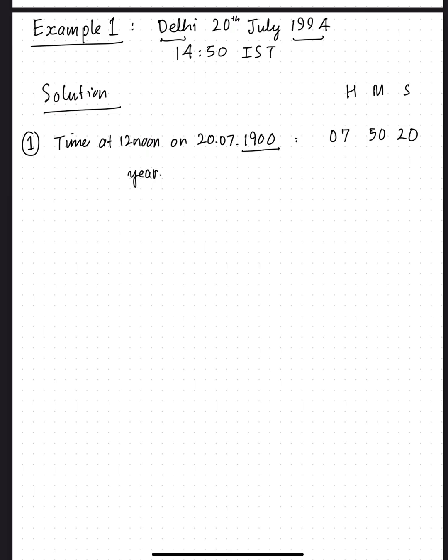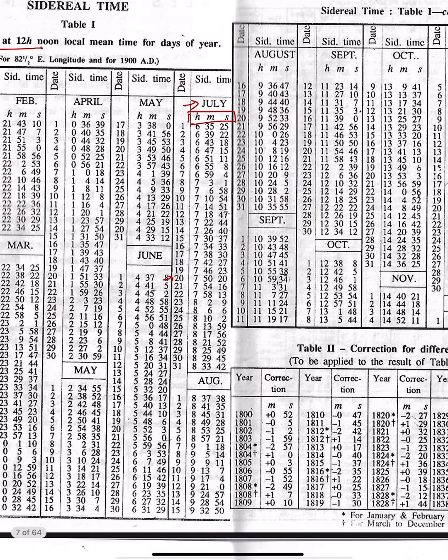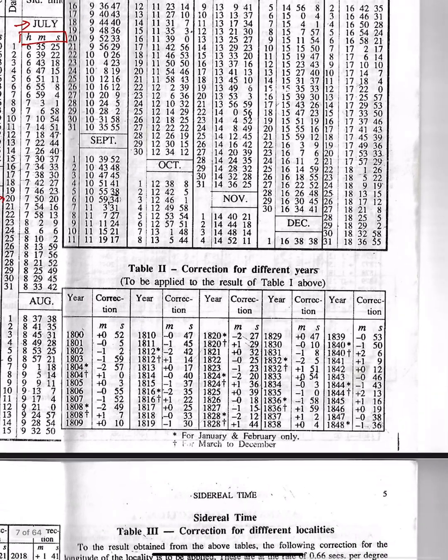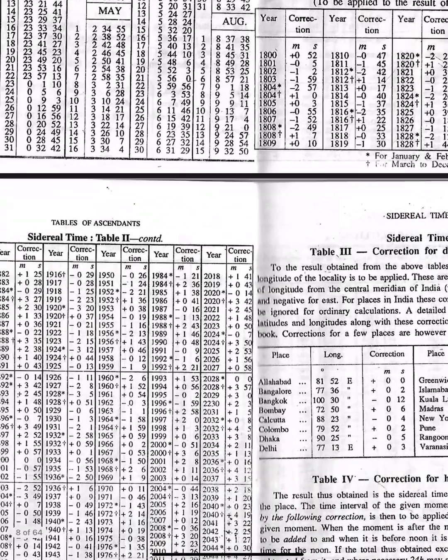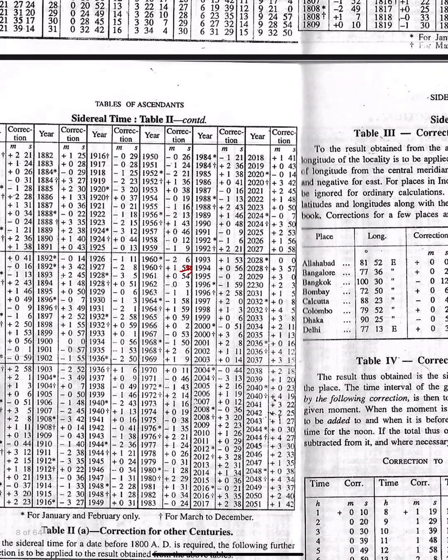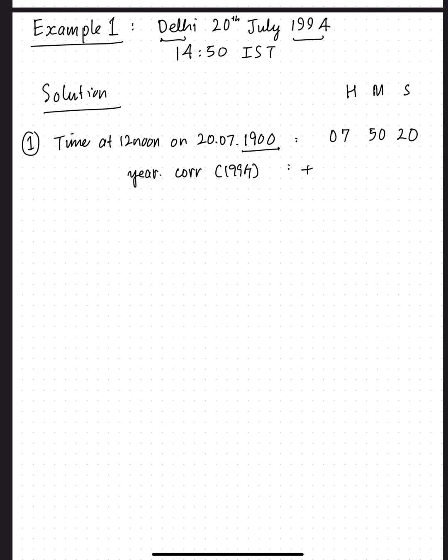Now we have to do a correction for year and also the place. So the year correction for 1994. For this, we look at the second table, correction for different years. Ours is 1994, for which we'll have to come down here, plus 0:56, so 56 seconds. Again, a good practice to always add signs here: 0 hours, 0 minutes, and 56 seconds.